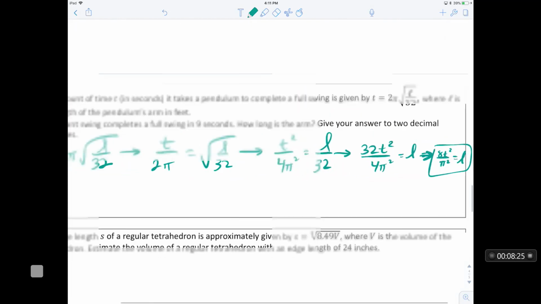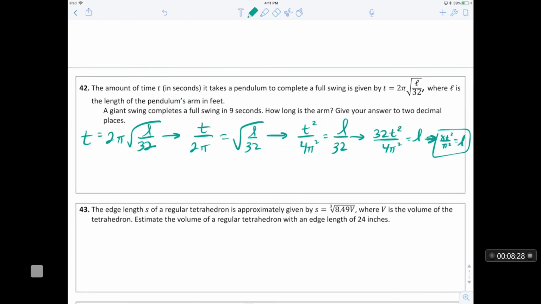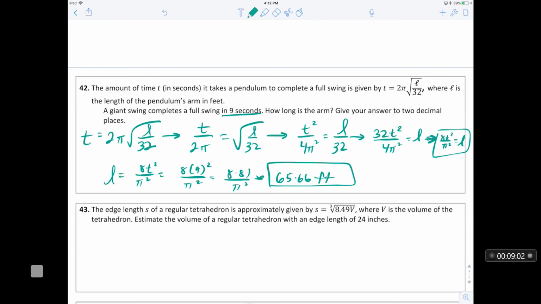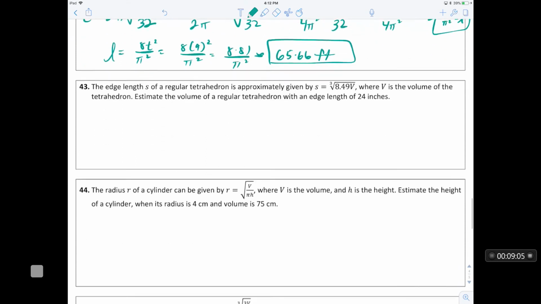Well, that's not actually my answer, okay, but it is nice because I won't have to solve with all these additional numbers. All right, let me plug in what t would be. So in this case, it is 9. So 8 times 81 over pi squared. This is approximately 65.66, and we're measuring length in feet. Okay, let's check out another one.